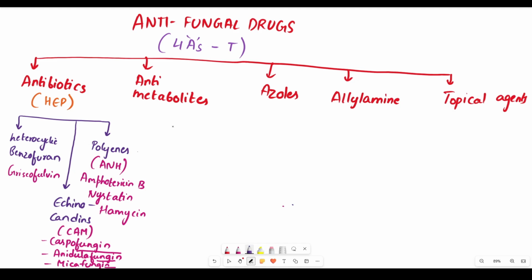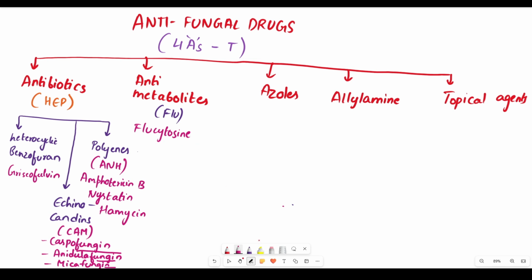Now coming back to the second class, that is antimetabolites. So here in antimetabolites, remember one term, that is flu. The example is only one, that is flucytosine. Antimetabolites, remember flu, only one example, that is flucytosine.